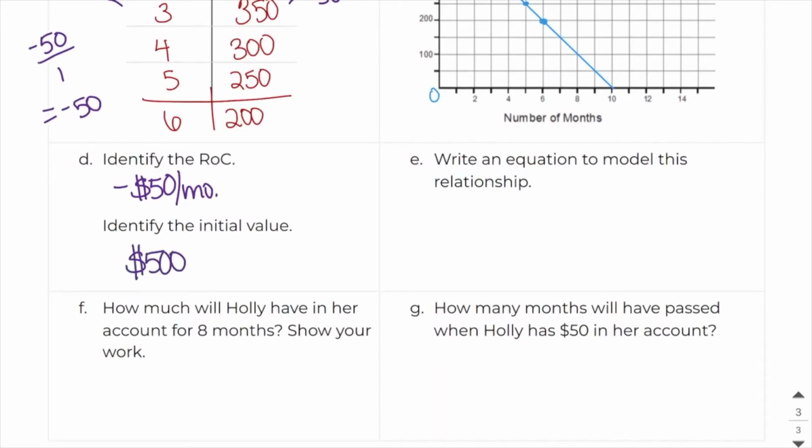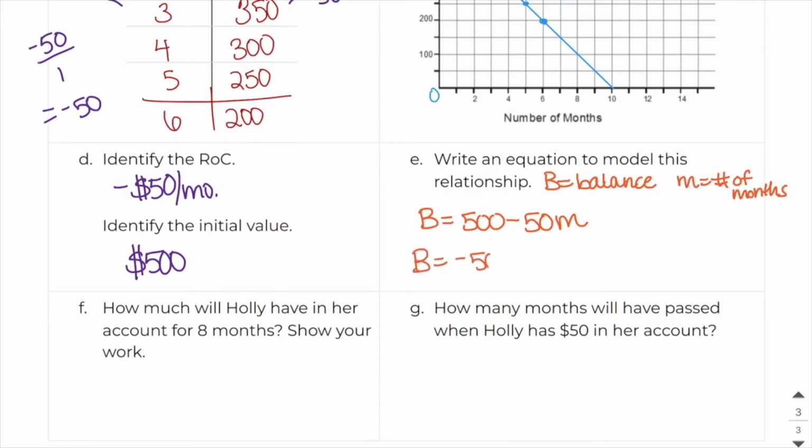So now write an equation to model this relationship. Well, let's call B her balance, and let's call M the number of months. So we can say her balance started off at $500 and it's going down by $50 every month. So we put a negative 50 here. Or we could say she's going down by $50 every month, but she started with $500. Either one of these answers is perfectly fine for an equation.